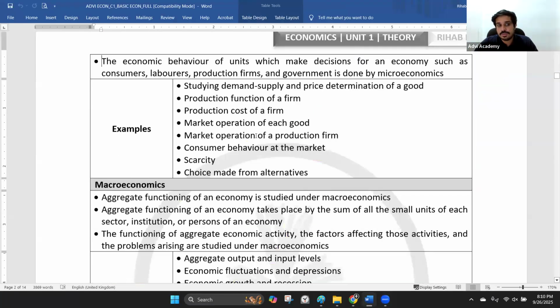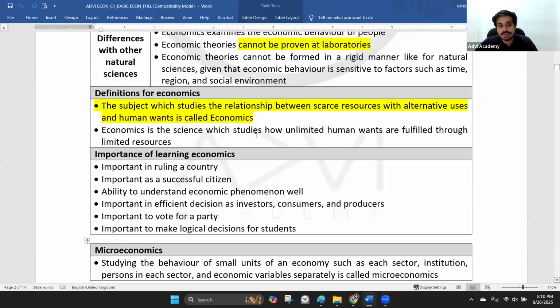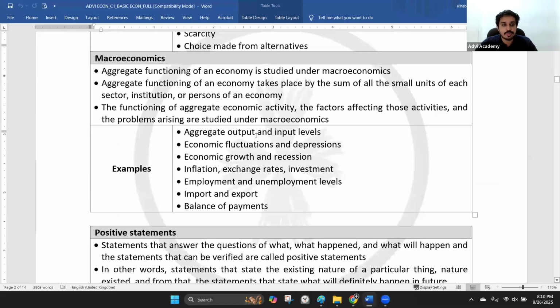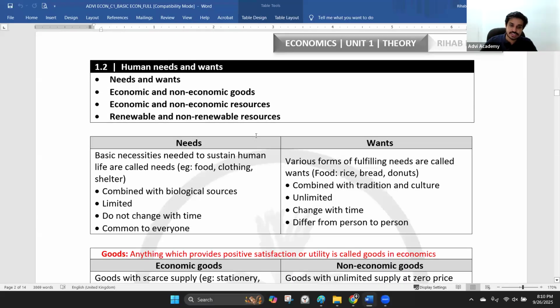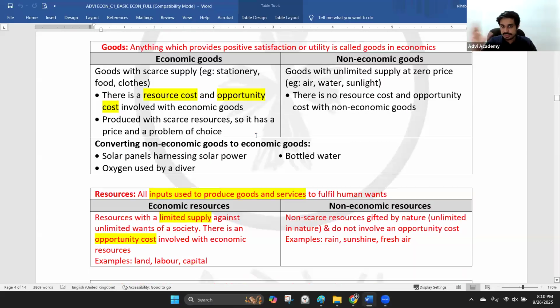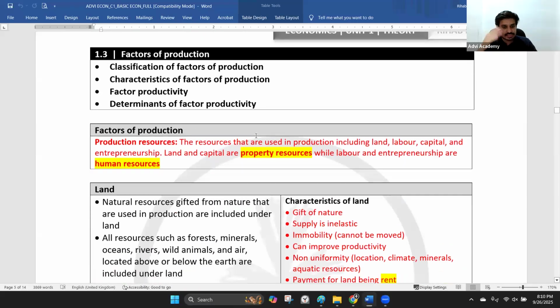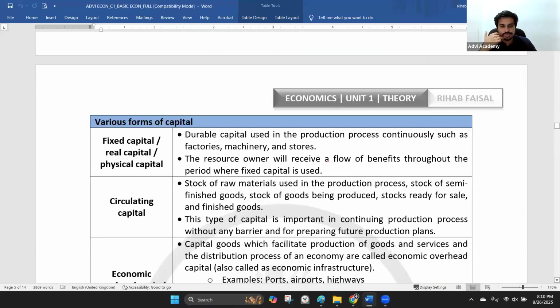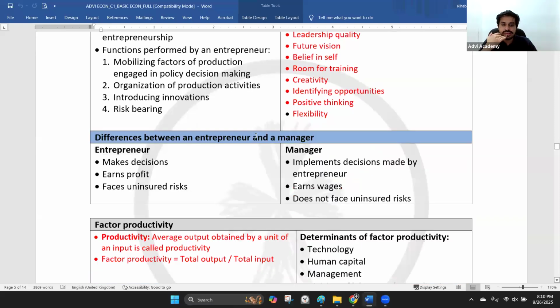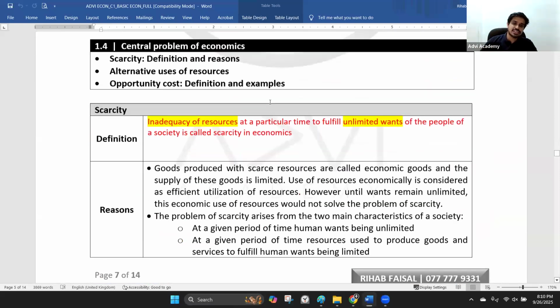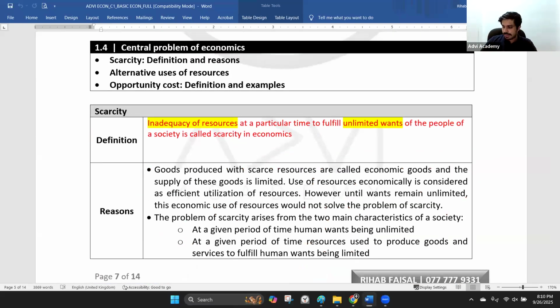And then we've talked about what is macroeconomics, microeconomics. And then we spoke about positive versus normative statements, needs and wants, economic versus non-economic goods and resources. Factors of production was quite long. So we finished that part, right? And today we have to do the central problem of economics part.